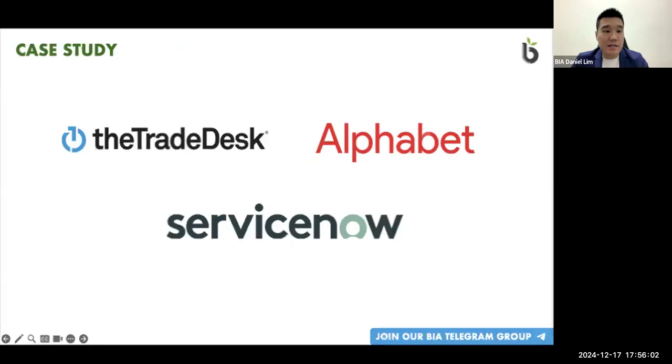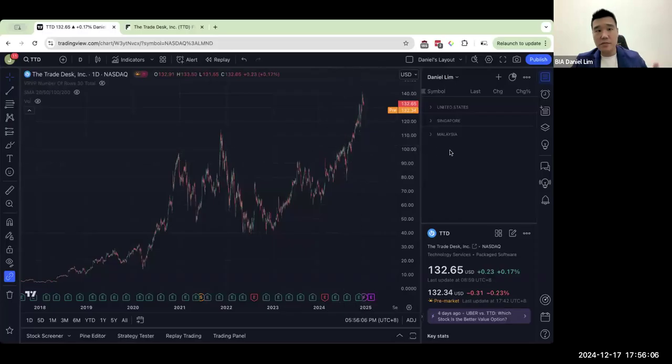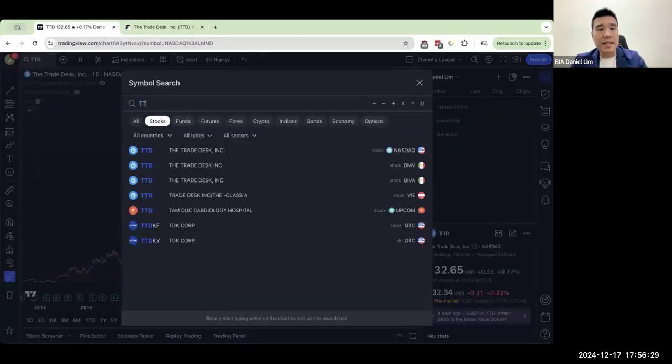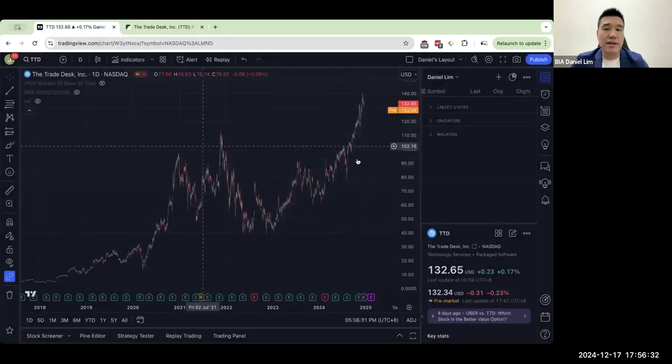TradingView is also a free platform. All you need to do is go to tradingview.com and register. It's free to use. When you go here, this is the chart that you will be able to look at. There are a few settings that I want you to do. Number one, search for the company that you want to analyze. Let's say it's TTD, the Trade Desk.